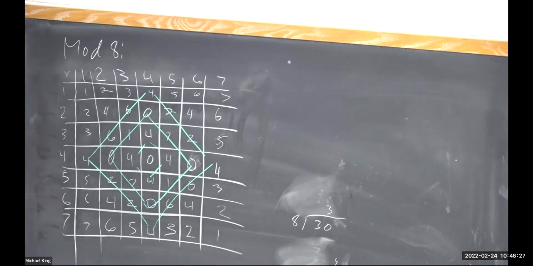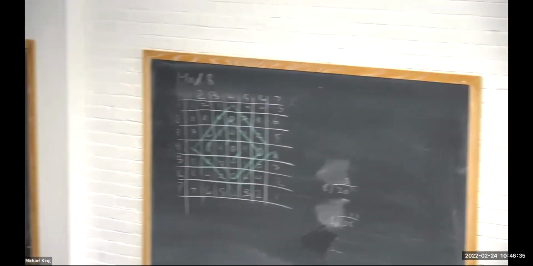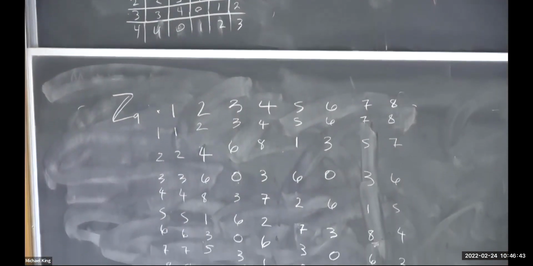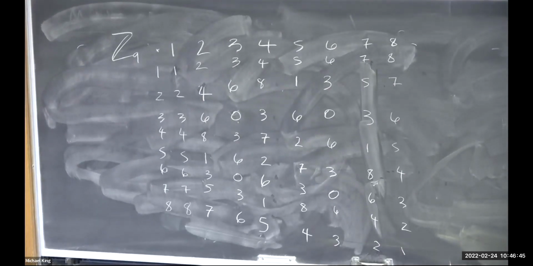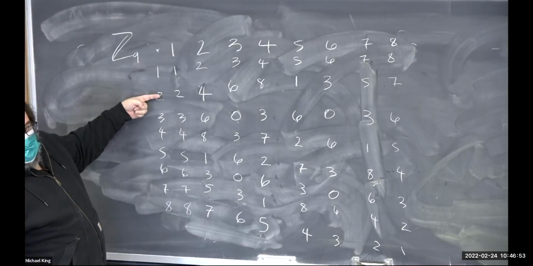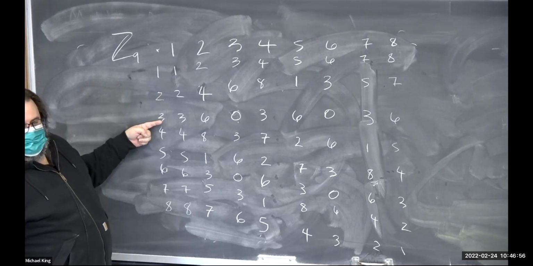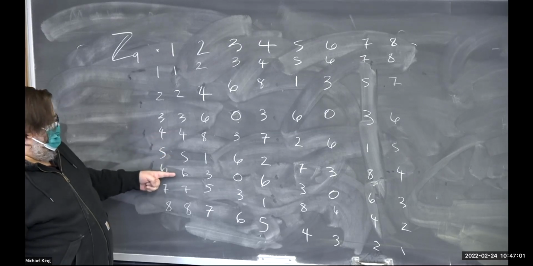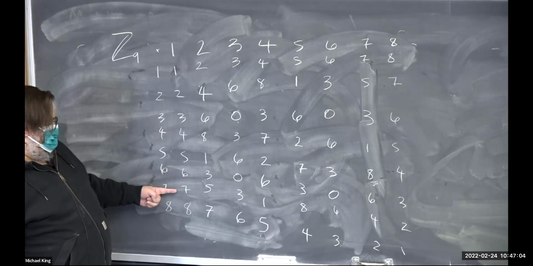Something going on here. Is there something similar with 9? So what happens with the 9, the rows? Here you get all the numbers 1 through 8. You get all the numbers 1 through 8 here. Here, no, just 0, 3, and 6. Here, yes, all the numbers 1 through 8. Here, just 0, 3, and 6. Here, all the numbers 1 through 8.